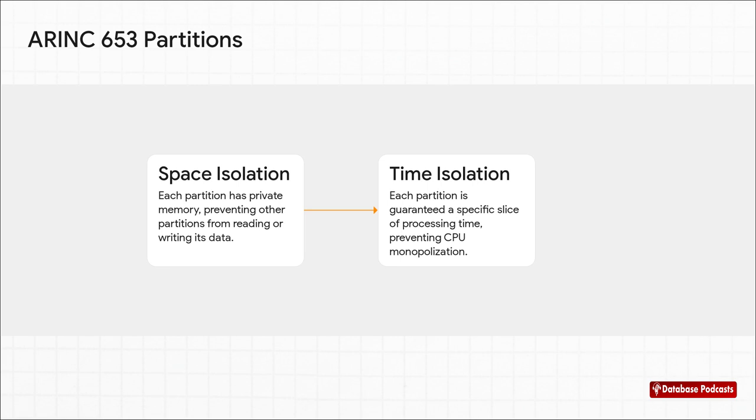First, you have space isolation. Each app gets its own private memory. Nothing else can touch it, period. Second, you have time isolation. Each app is guaranteed its own specific slice of the processor's time. So a buggy movie app can't hog the CPU and starve the flight controls. It's like having totally separate computers, just done completely in software.